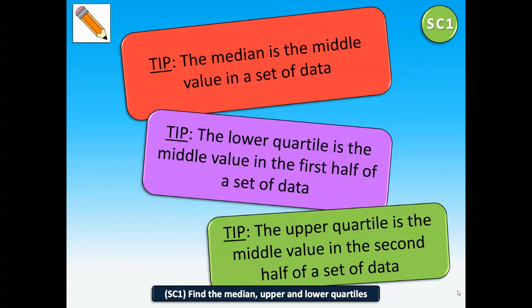So the median is the middle value in a set of data. The lower quartile is the middle value in the first half of a set of data, and the upper quartile is the middle value in the second half of a set of data.